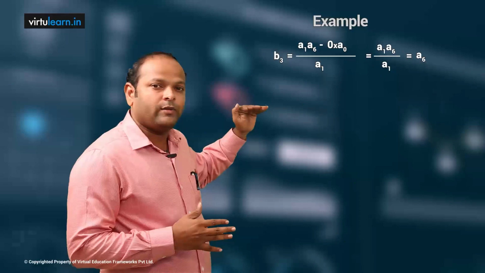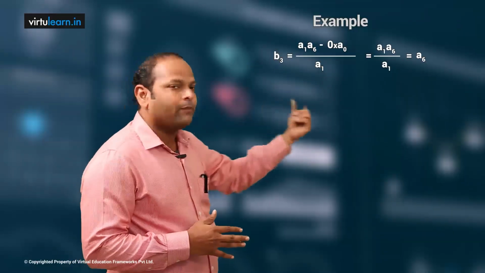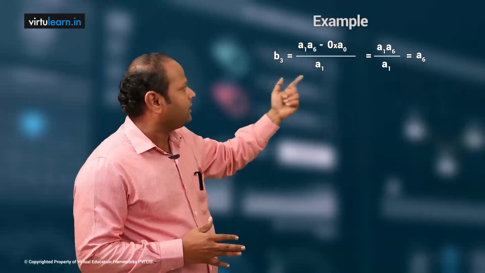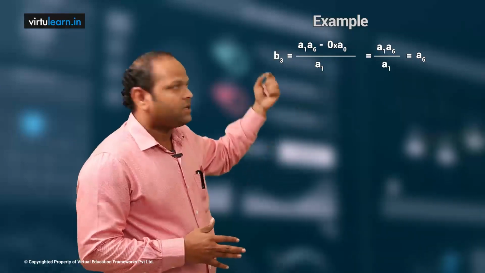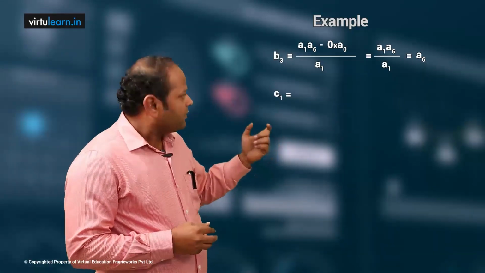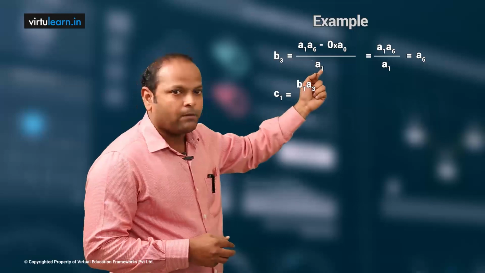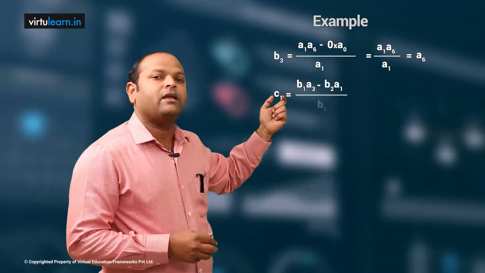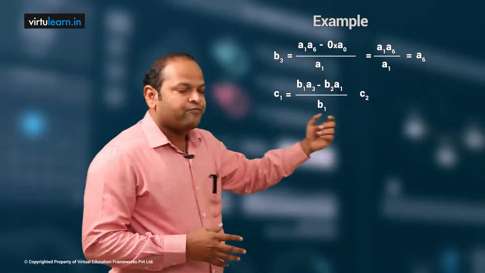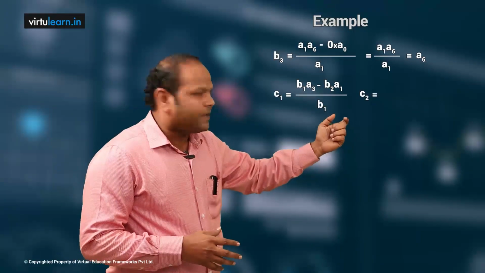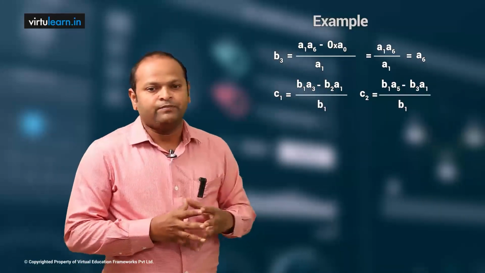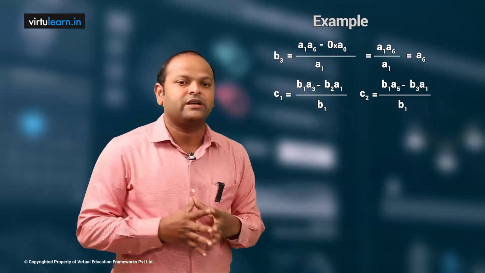Therefore in this row, how many elements are to be calculated? If the highest degree is 6, only B1, B2. And the formula is also very simple. B1 is A1 A2 minus A3 A0 divided by A1, and B2 is A1 A4 minus A5 A0 by A1. Similarly, we will see how to calculate C1. When you calculate C1, it is B1 A3 minus B2 A1 divided by B1 alone, because B1 is the first element. Similarly, C2 calculations. Let us closely observe all the calculations. C2 is B1 A5 minus B3 A1 divided by B1. So in this row I have only 2 elements, C1 and C2.